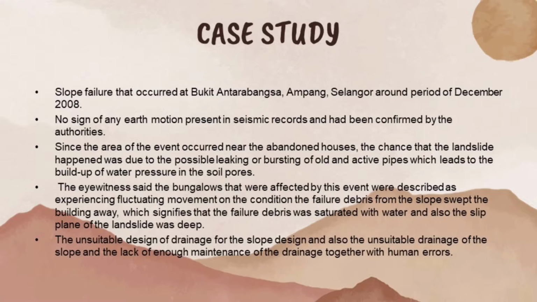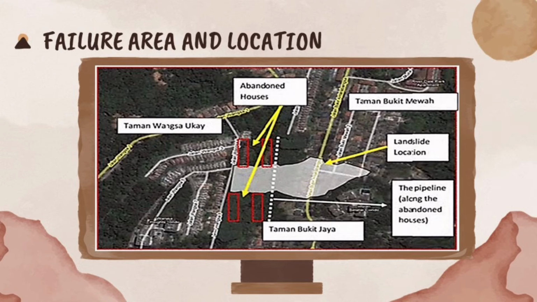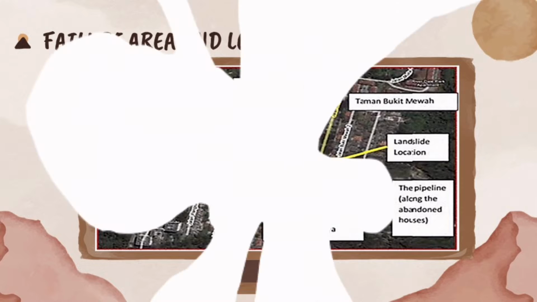On the condition, the failure debris from the slope swept the building away, which signifies that the failure debris was saturated with water and also the slip plane of the landslide was deep. Lastly, the unsuitable design of drainage for the slope and the lack of enough maintenance of the drainage, together with human error, is the main factor. That's all from me. Thank you.